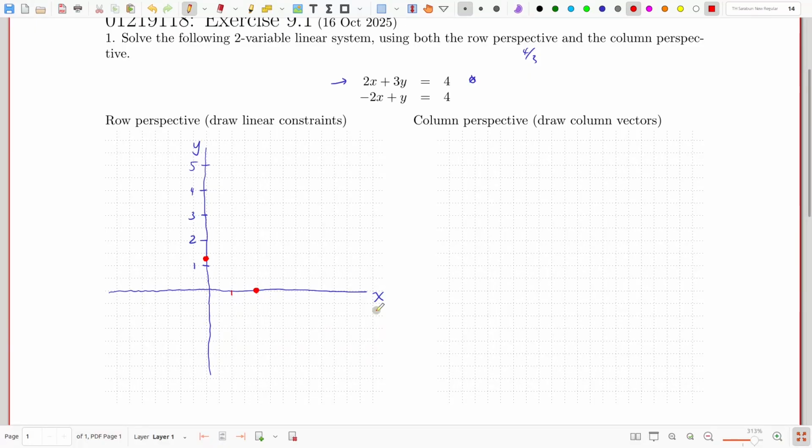Okay. Now you know that it's going to be a line, right? So we plot a line like that. If you have a ruler, then it would be great, right? But you don't need it. I mean, you can use your hand. It doesn't have to be a perfectly straight line. Okay. The second equation, what do you get?